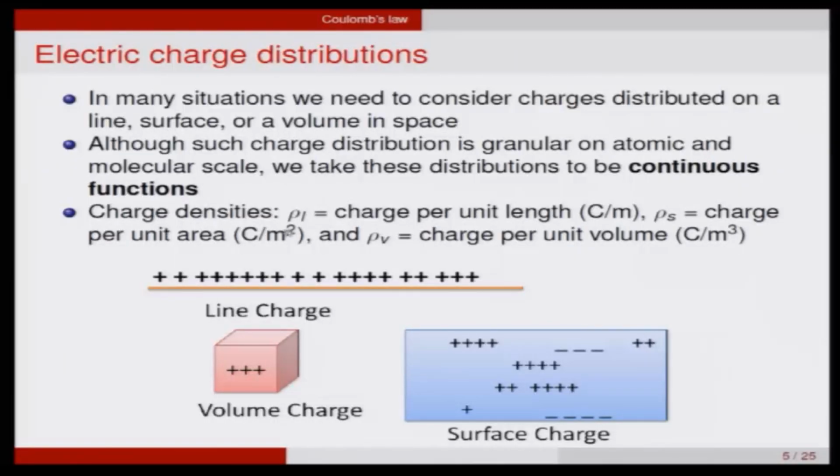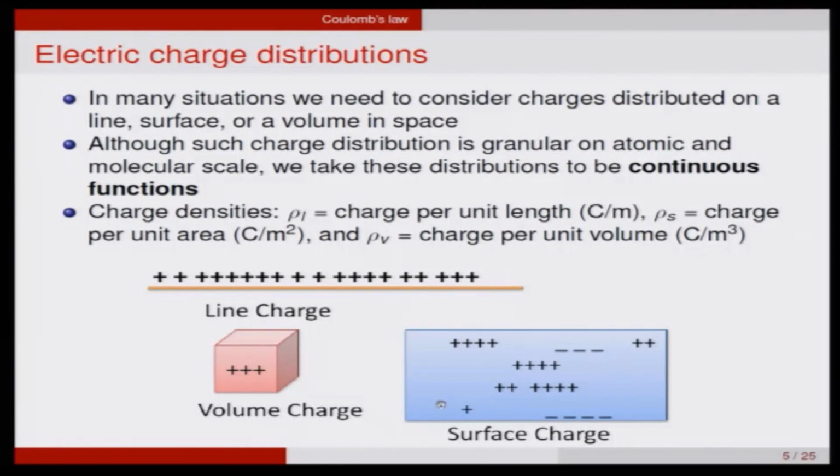So, we define a charge density, which is line charge density, given by charge per unit length, and we measure this in coulomb per meter. Why coulomb per meter? Because charges are measured in coulombs and length is measured in meters. So, the SI unit for line charge density, or linear charge density, is coulomb per meter.